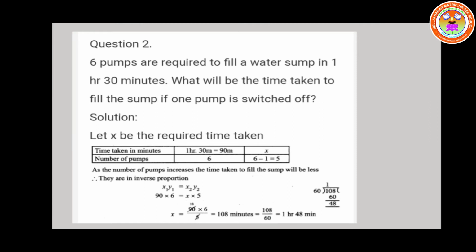So you write the formula: x1 y1 is equal to x2 into y2. So 90 into 6 is equal to x into 5. So x is equal to 90 into 6 divided by 5. You just simplify it, you will get the answer 108 minutes. Now you have to convert into hours. 108 divided by 60. You just divide it, so your answer will be 1 hour 48 minutes.